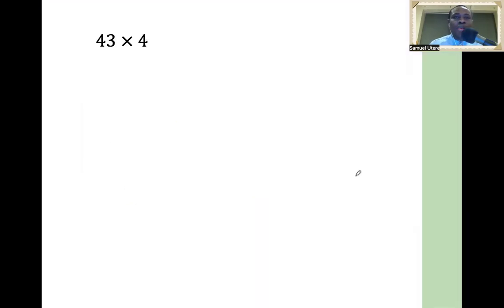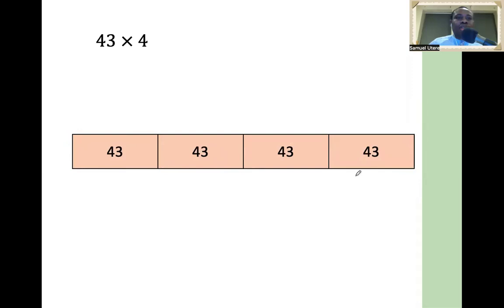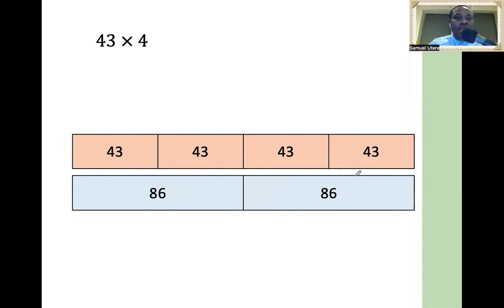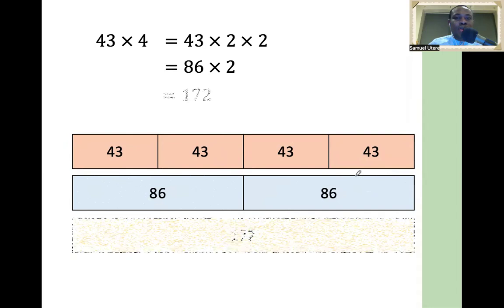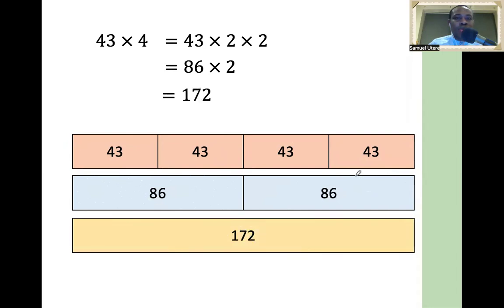What about if we have to do multiplication like this? How can factors help us to do this? Well, we know that the factors of 4 are 2 and 2. So this calculation is the same thing as doubling 43 and doubling it again. And here is what it looks like in a bar model. So if we double 43, that's 86. And if we double 86, that will give us 172.